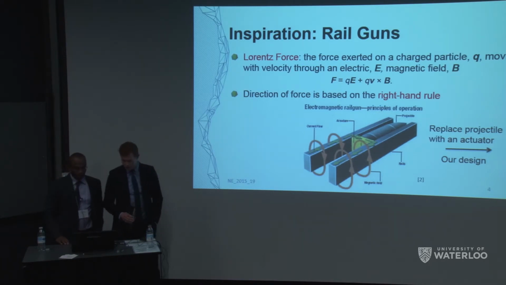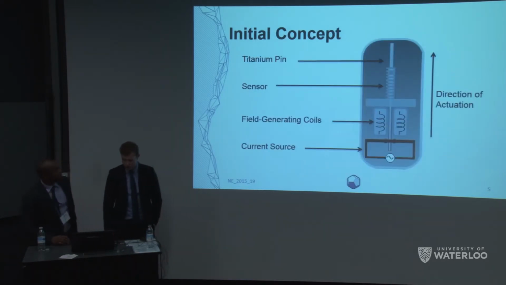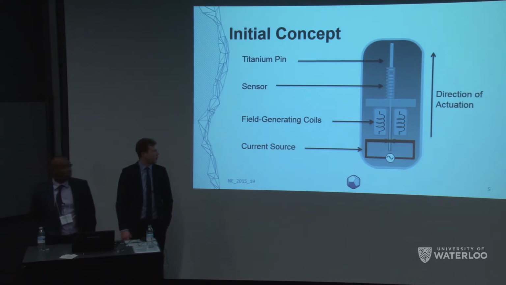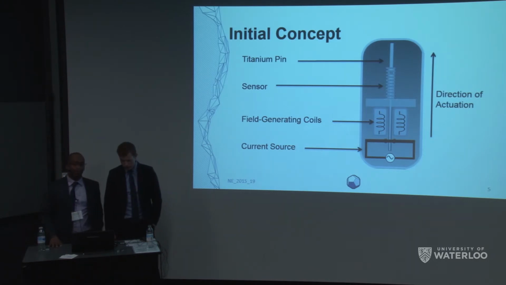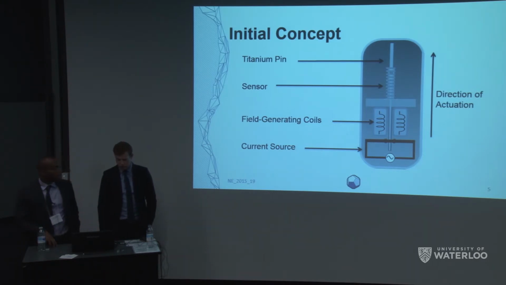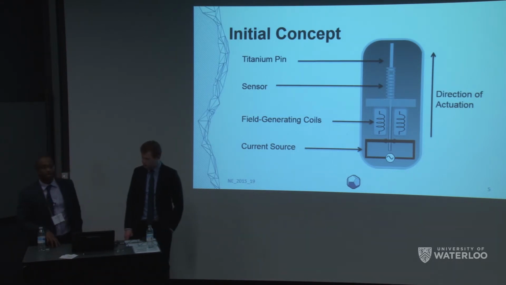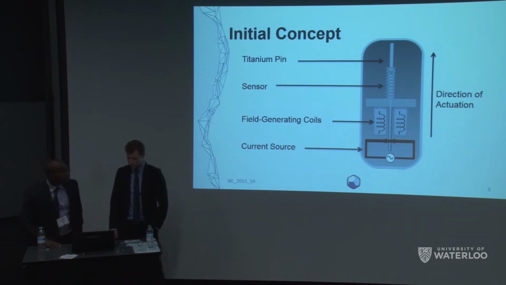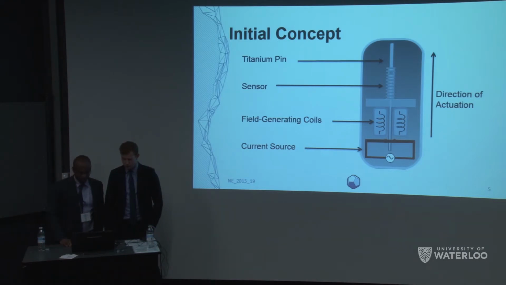And how we implement this, like this was our initial design, is we wanted to make a titanium pin with a sensor that gives us feedback on the position of the pin. And we also wanted to generate the magnetic field that's needed by using coils, but we ended up using permanent magnets and an ABS pin, as we'll show you in the next slide, which is right here.